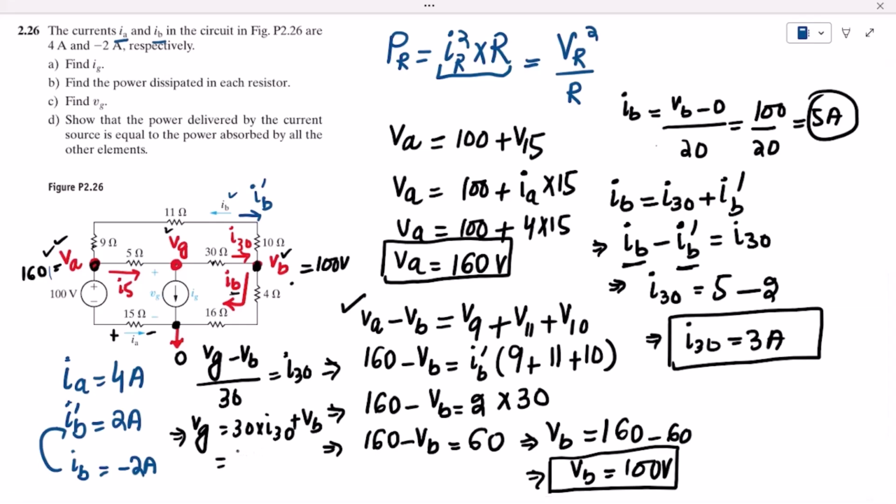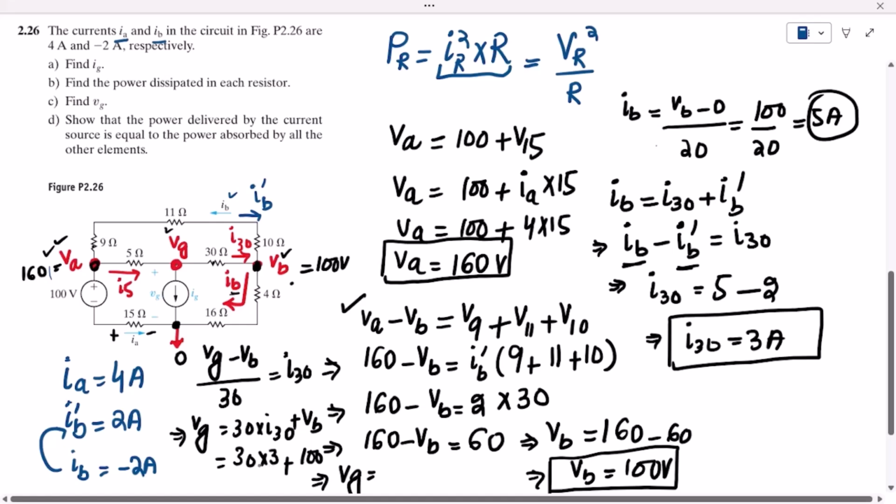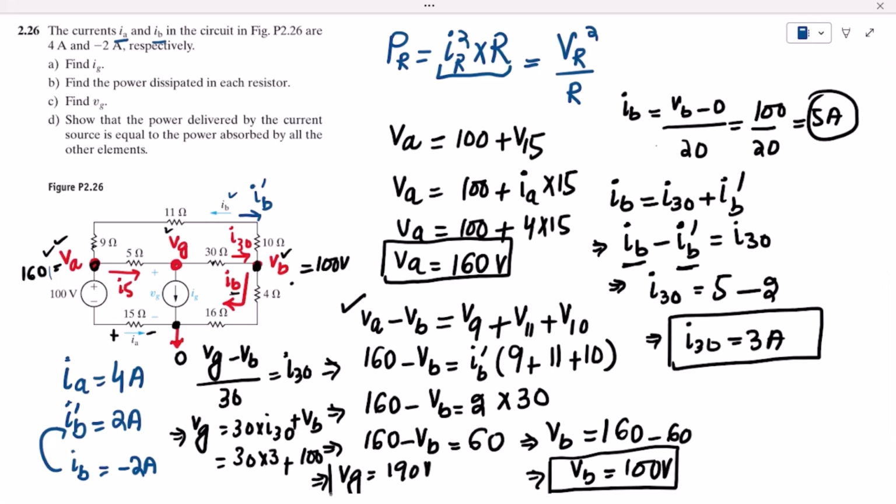So 30 multiplied by I30, which is 3, plus VB, so VB is 100. So the value of VG is now what? Let me calculate it. This is 90 plus 100, that is 190 volts. So the value of VG is 190 volts. Now when this voltage is known, we need to find out the current.